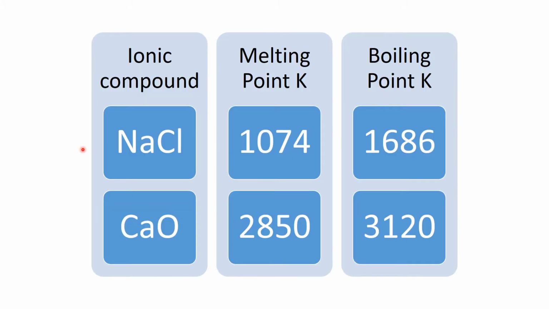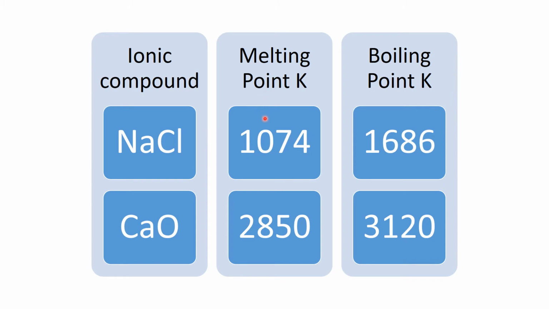You can see the table. I've given you two examples of NaCl and CaO, that is sodium chloride and calcium oxide. If you see sodium chloride, sodium is a positively charged ion and chlorine is a negatively charged ion. And to break, because if they have to change into another state, or you can say if they have to reach their boiling point or melting point, they need a lot of energy, and that is why their melting point and boiling point is very high.